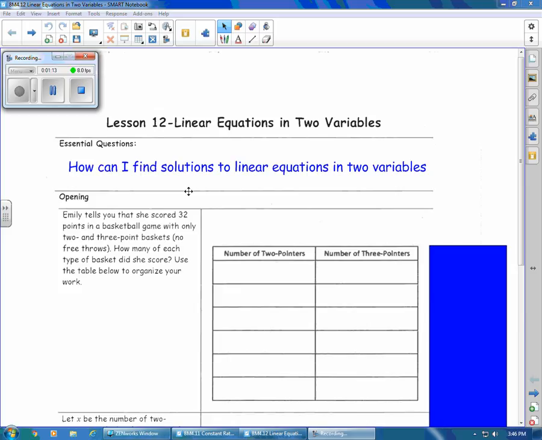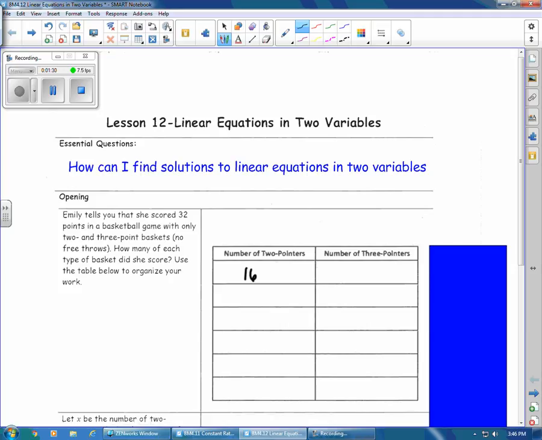Okay, so what did you come up with? Let's take a look at this here. If she scored only 2-point shots, she scored a total of 32, so she didn't do any 3-pointers. She just did all 2-pointers. She would have 16 shots, right? And she'd have 0 3-pointers.